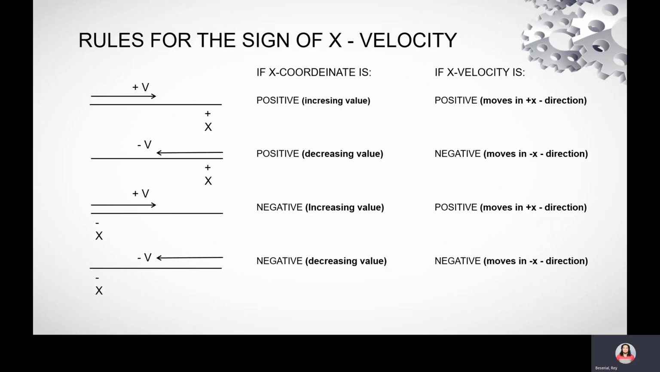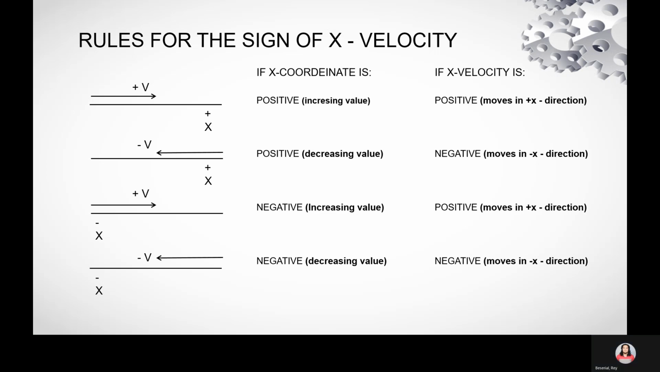Then next slide is the rules for the sign of x velocity. So here, we have the x coordinate and here is our x velocity. What we used here, our direction is on the x-axis, that's why it's just x. Okay. So here, we have a positive velocity going toward the positive x direction. So our x-coordinate is positive, and our velocity is positive. Kumbaga, it moves towards the positive direction.